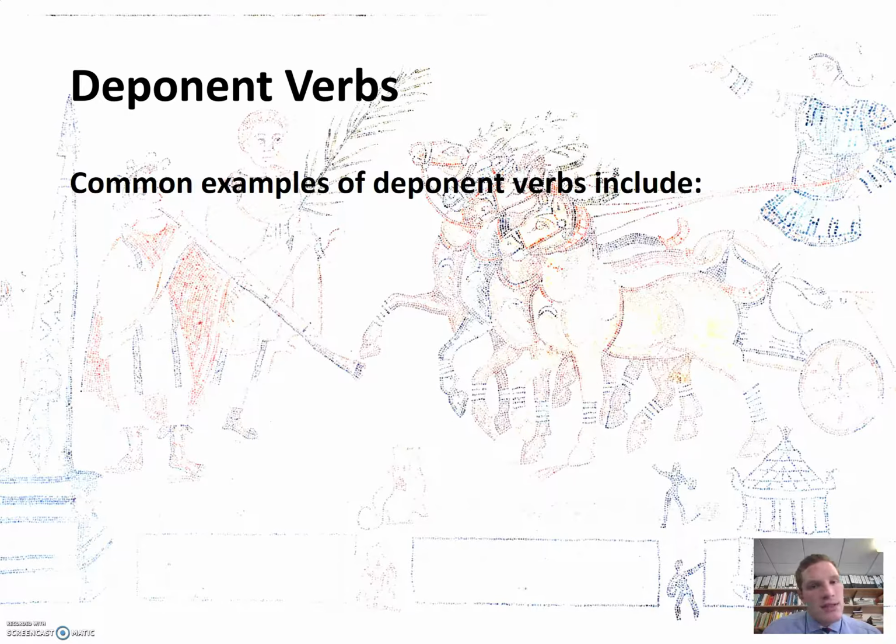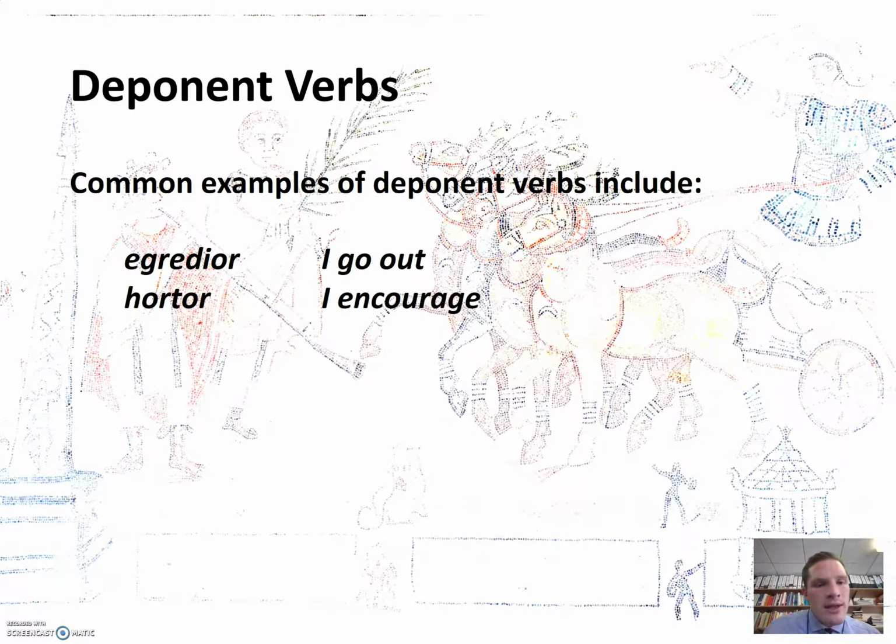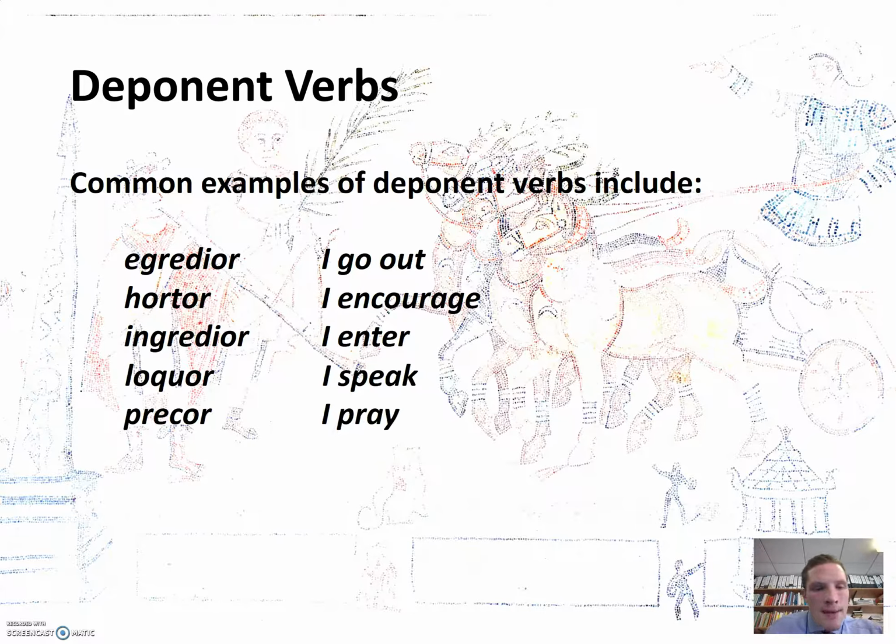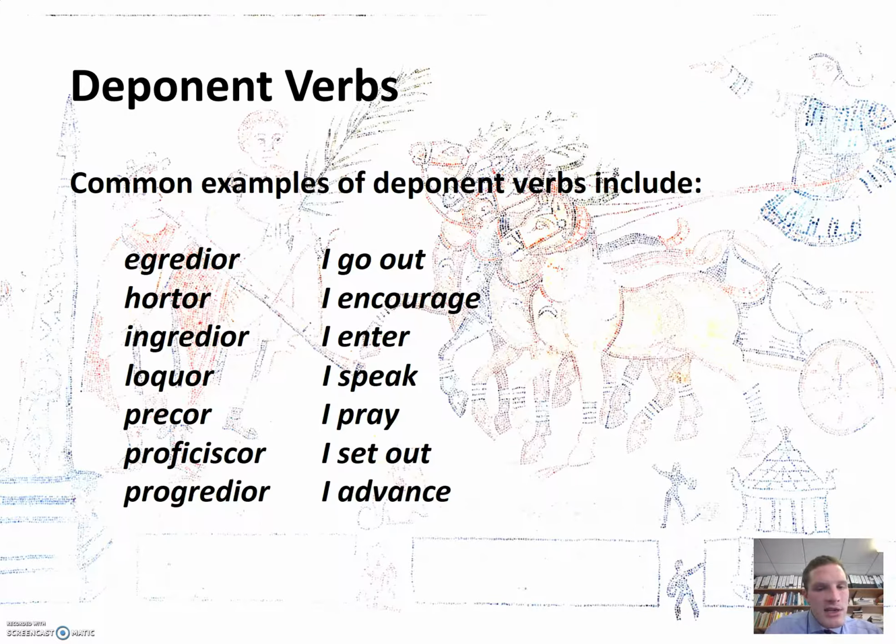So for example, there is a list of common deponent verbs. This is by no means exhaustive, but: egredior, meaning I go out; hortor, I encourage; ingredior, I enter; loquor, I speak; precor, I pray; proficiscor, I set out; progredior, I advance; sequor, I follow. These are some of the more common deponent verbs that you might come across. Because these verbs look passive but we translate them as active, there is in fact no passive form of any of them. If you want to say, I am being followed, it is not possible to say that in Latin using the verb sequor. You've got to use a different verb, because there isn't a passive meaning of deponent verbs.